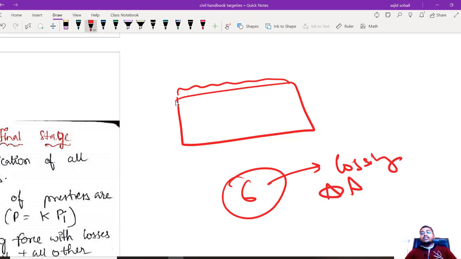We are going to study this in detail, but actually this module has taken more than 30 minutes. So what I will do is I will stop it here. In the next module I will continue with losses of pre-stress.